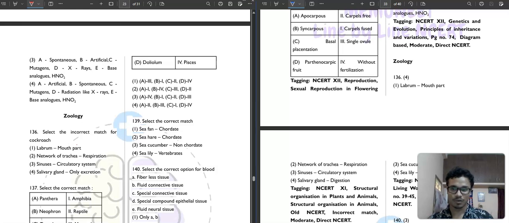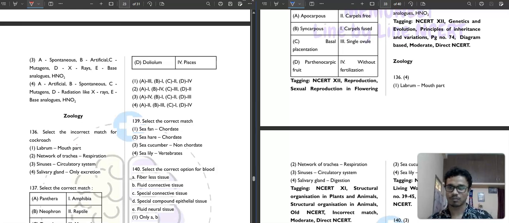If you make a mistake here, it's okay, because it's a little chapter of 2-3 pages. But if you make a mistake in this test, you should not make mistakes in the next test. That's why we give this kind of questions from small chapters, so that in NEET you will not miss anything.